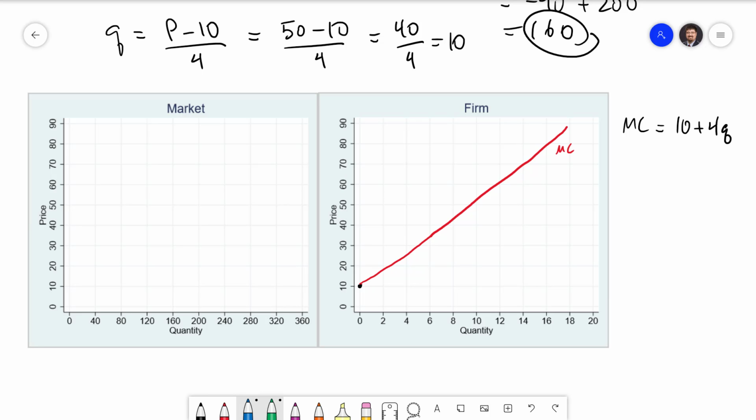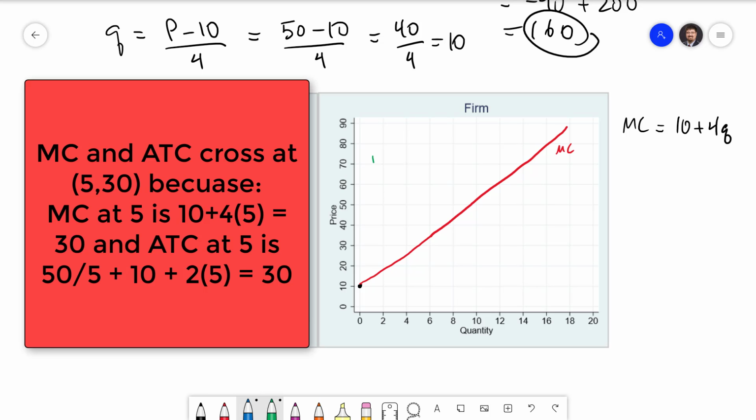I'm going to draw in our average total cost curve. This is a little bit more complex to draw, and for the moment it's not important for you to understand exactly how this is done. But I do want to point out that the point where it crosses the marginal cost is its lowest point, which here happens at a quantity of 5.